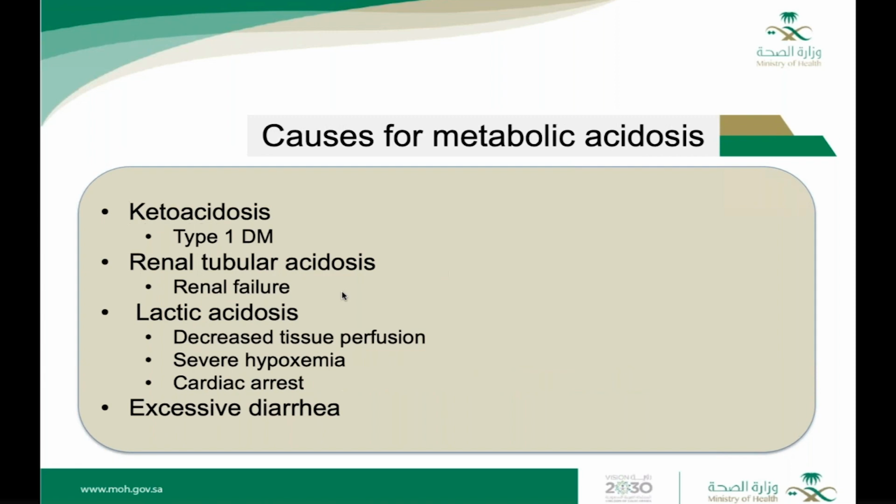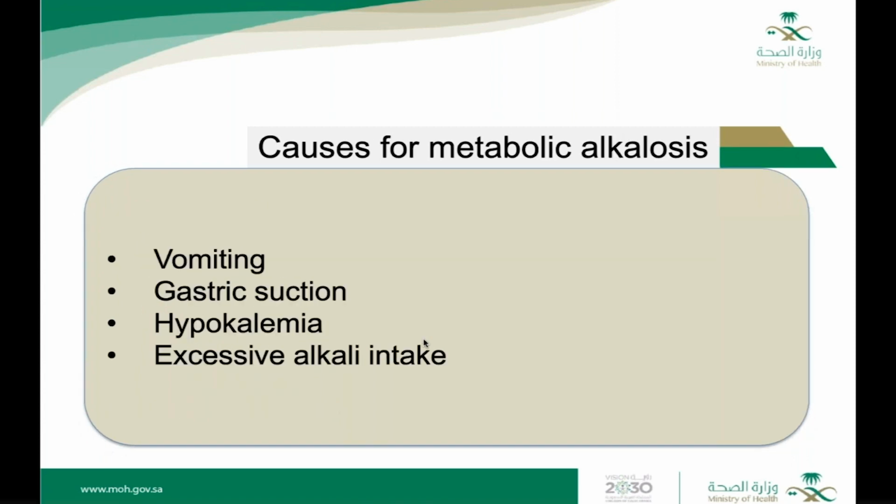Causes for metabolic acidosis: we have ketoacidosis, which you will usually see in the diabetic patient. If there is renal failure, the patient might also have metabolic acidosis. Lactic acid increase, such as from decreased tissue perfusion, severe hypoxemia, cardiac arrest, and excessive diarrhea, all could cause metabolic acidosis. Causes for metabolic alkalosis: we have vomiting, as an example, hypokalemia, gastric suctioning, and excessive alkaline intake.